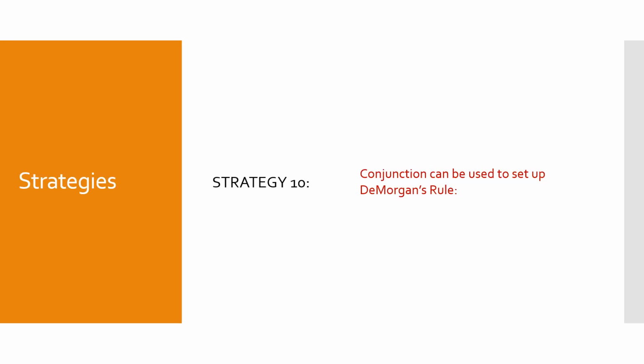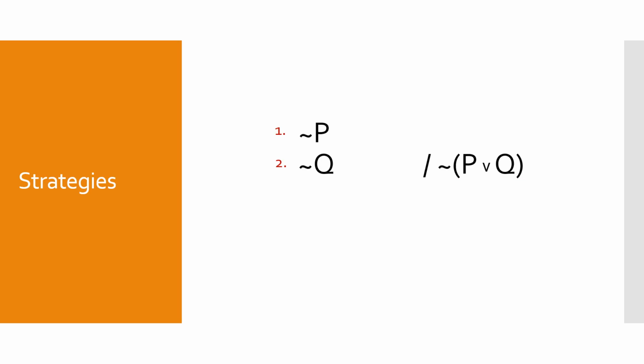Now the first one, we'll call it strategy 10. That is just continuing the list that we've been working with from before. Strategy 10 tells us a conjunction can be used to set up De Morgan's law. So if you think about it, if I have a claim like this, where I have two premises, one is not P and the other is not Q, and the conclusion I'm aiming at, it is not the case that it is P or Q, I can of course put not P and not Q together using the rule of conjunction.